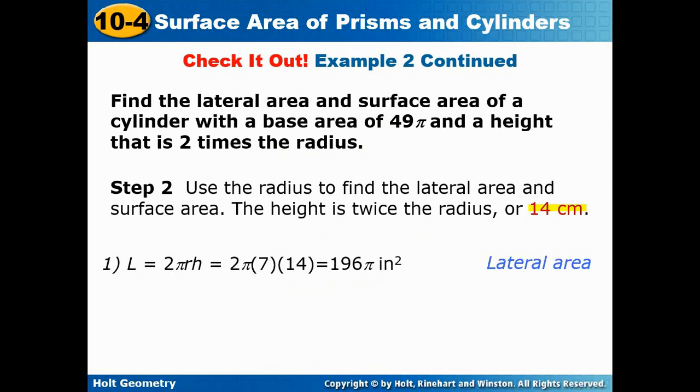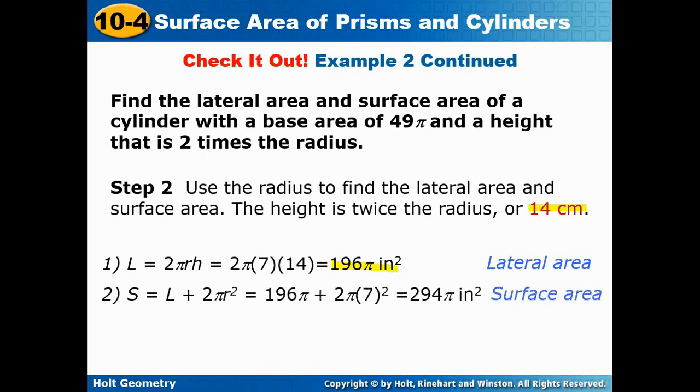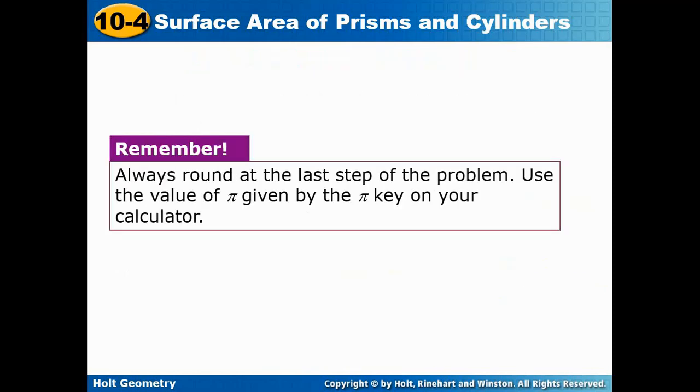Apply the lateral area, which is 2 pi r h. Substitute the radius and the height to get 196 pi inches squared. Now find the surface area, which is the lateral area plus 2 pi r squared, and that is equal to 294 pi inches squared. So substitute only the values that you get.